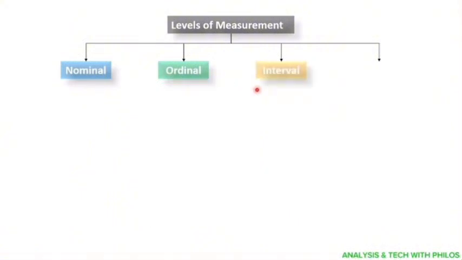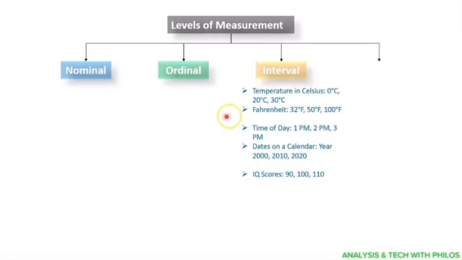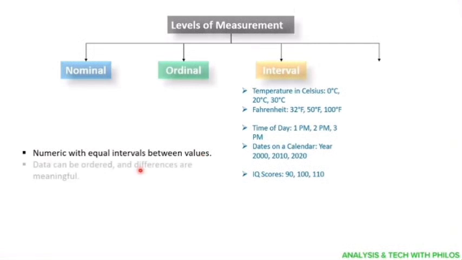Now these are the popular examples of interval level of measurement. Let's look at the characteristics. The first characteristic is that it is numeric with equal intervals between values. The difference between 10 degrees and 20 degrees is the same as the difference between 20 degrees and 30 degrees. Another characteristic is that they can be ordered or ranked. We know that 30 degrees is warmer than 20 degrees, and we know 20 degrees is warmer than 10 degrees.